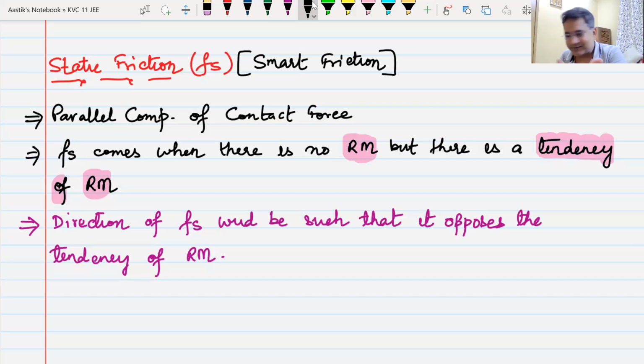Kinetic friction is just simple. When something moves, okay, you are moving now. Okay, let me be in the opposite direction.